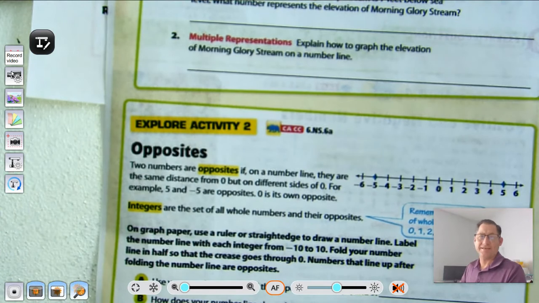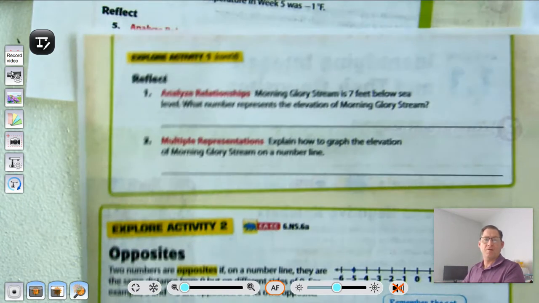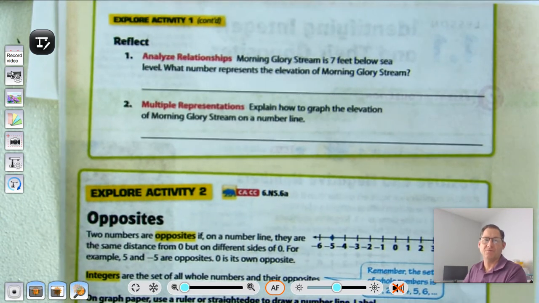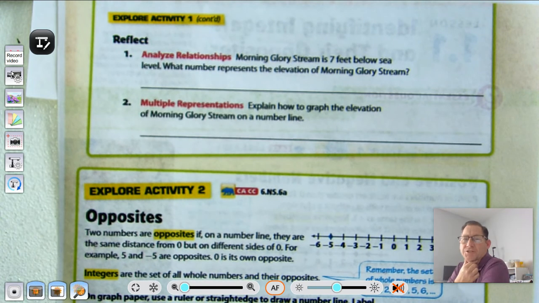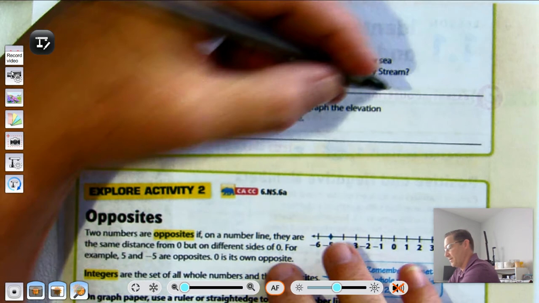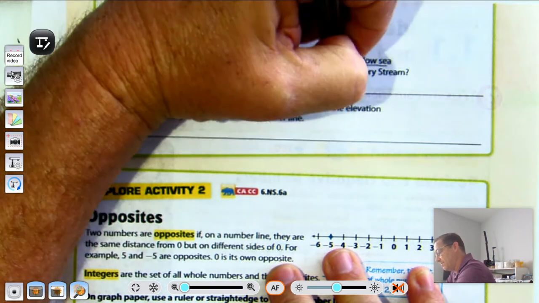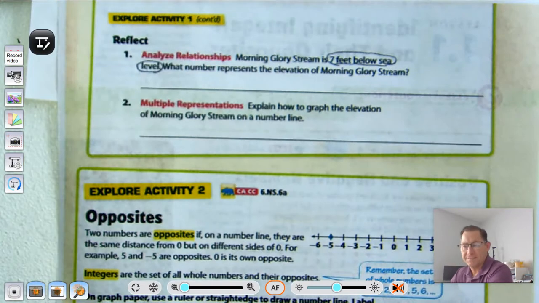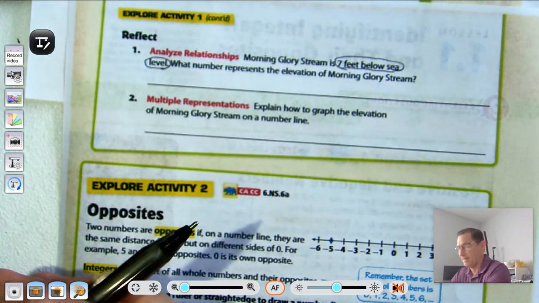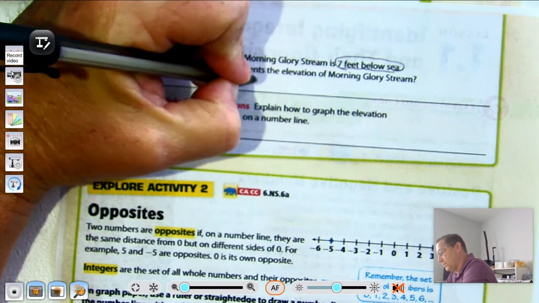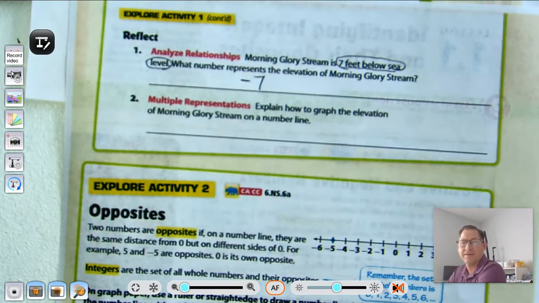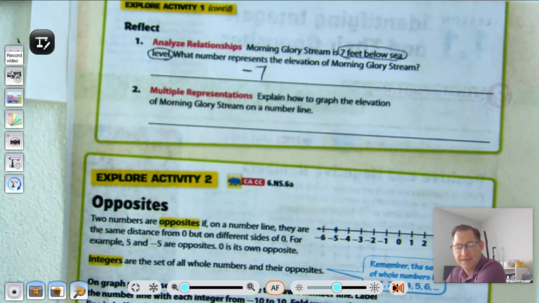All right, let's look at page 8. All right, so reflect on what we've done in activity 1. Morning Glory Stream is 7 feet below sea level. What number represents the elevation of Morning Glory Stream? 7 feet below sea level. Well, that means it's negative, right? It's below sea level. So we just write 7 as a negative number, -7.